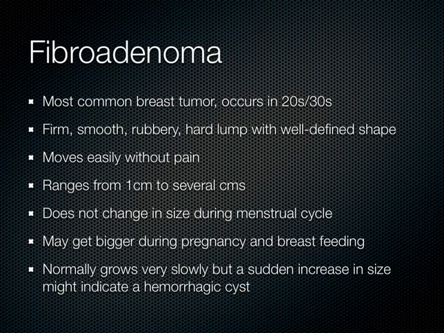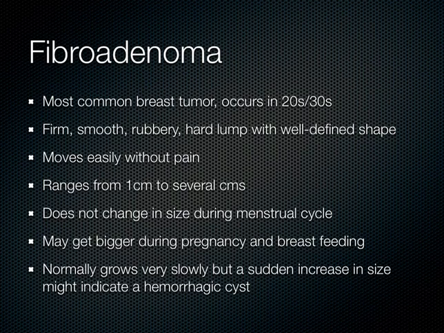Now, fibroadenomas are the most common breast tumors. They usually occur in younger women, aged 20s and 30s. You get this smooth, firm, rubbery, hard lump with a well-defined shape to it. It moves easily without any pain. It ranges from 1 centimeter up to several centimeters. It does not change in size during the menstrual cycle as opposed to those other cysts.